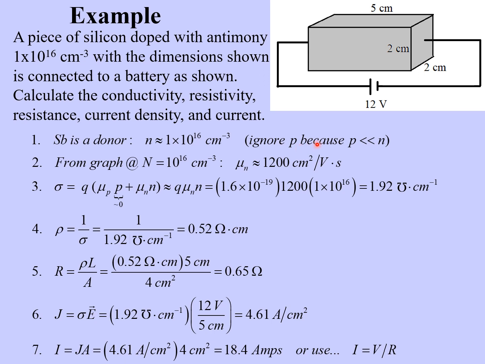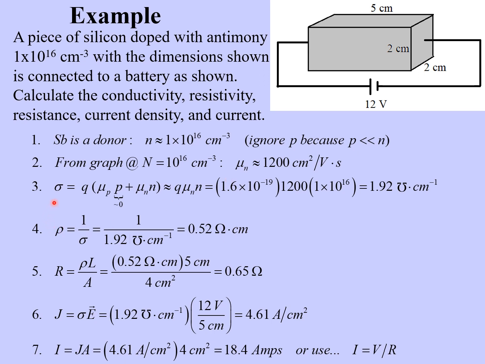Remember the law of mass action, N times P is equal to n_i squared. Well, if you calculate the number of holes for the number of electrons equal to 10 to the 16, it's going to be a very small number compared to the number of electrons. So we can ignore the holes. The holes play no role in determining the resistance or any other properties of this piece of semiconductor. Now, I can't flip back here in this video, but if we look on a couple slides ago, at a doping level of 10 to the 16, we'll see that the mobility is around 1200. So that's what we're going to use for mu.